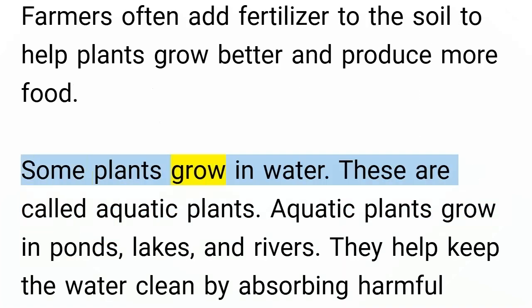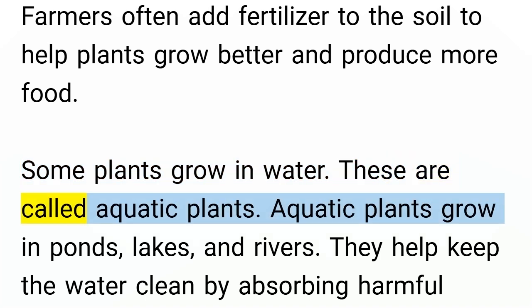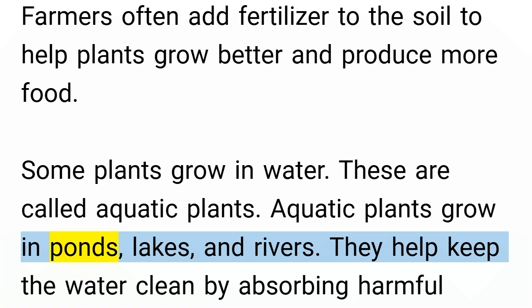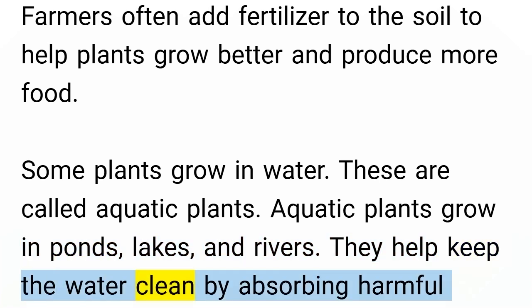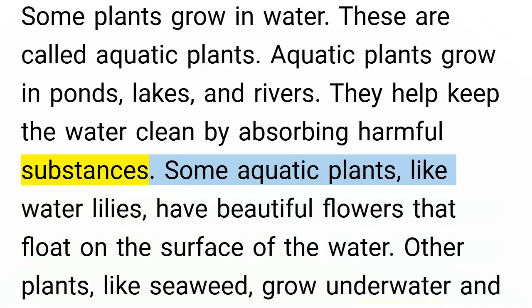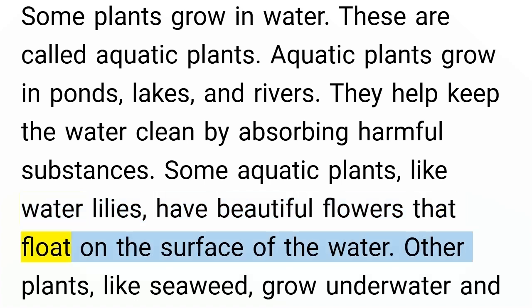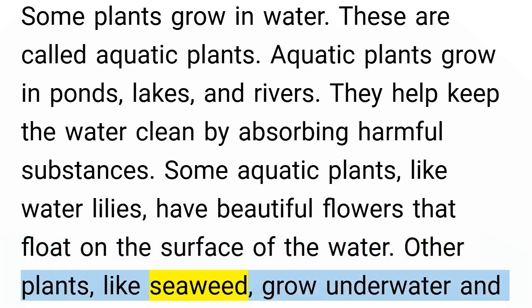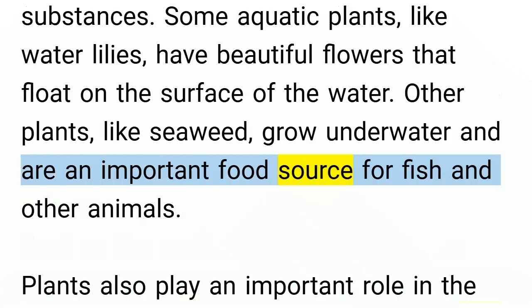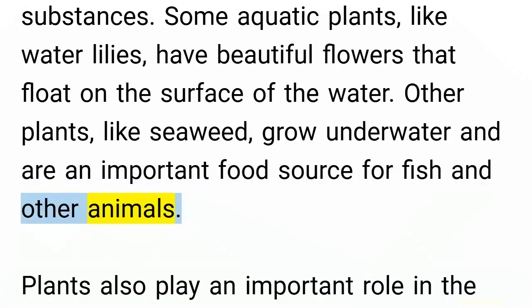Some plants grow in water. These are called aquatic plants. Aquatic plants grow in ponds, lakes, and rivers. They help keep the water clean by absorbing harmful substances. Some aquatic plants, like water lilies, have beautiful flowers that float on the surface of the water. Other plants, like seaweed, grow underwater and are an important food source for fish and other animals.